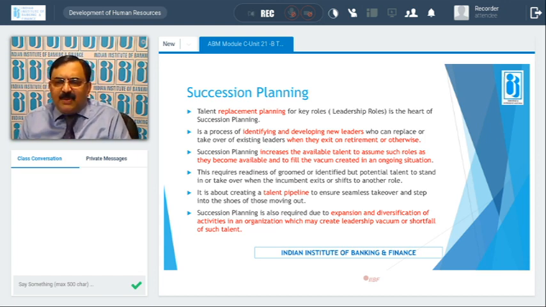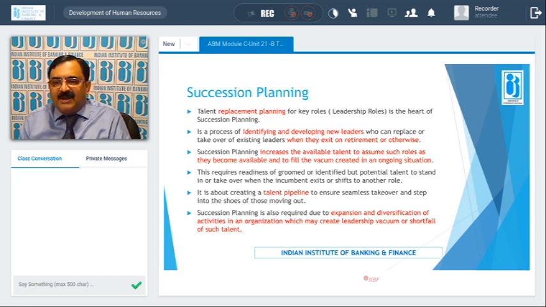Succession planning is also required due to expansion. Now, as we have seen in the beginning of the discussion, today organizations have to continuously improve productivity. The balance sheet should grow. So this will actually involve a lot of expansion and diversification of activities. So there is not only continuous improvement in performance, we have to look at newer activities. That is how we can probably face the challenges in the market. And the market expectations are to be kept in mind.